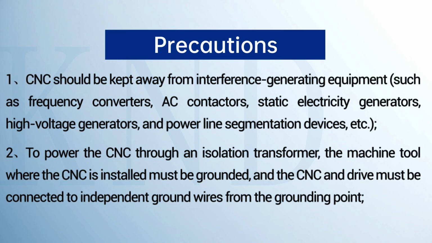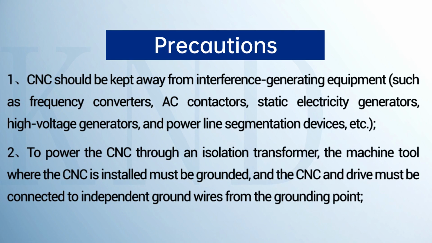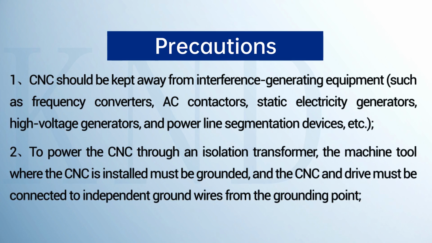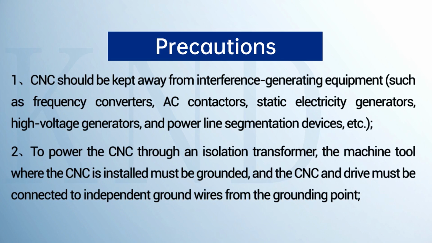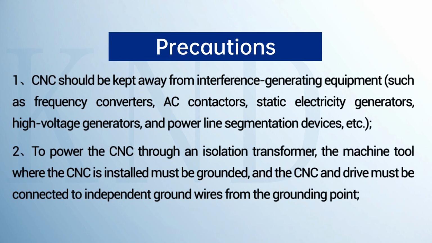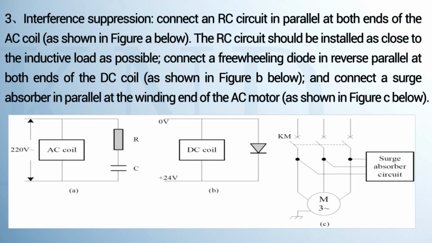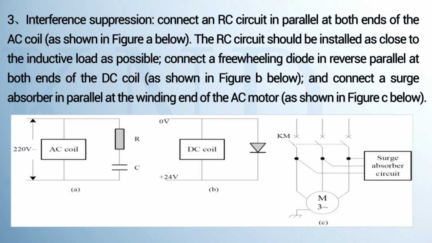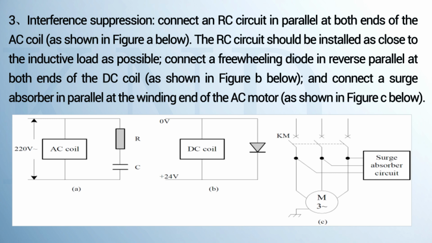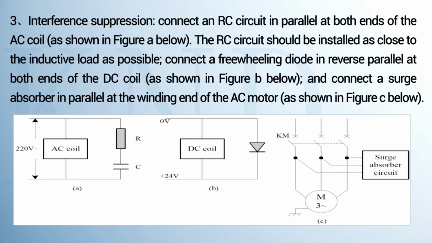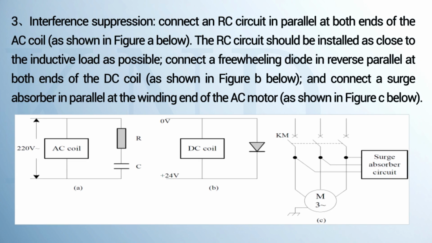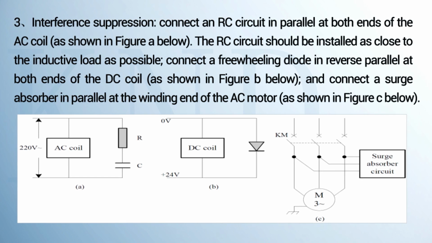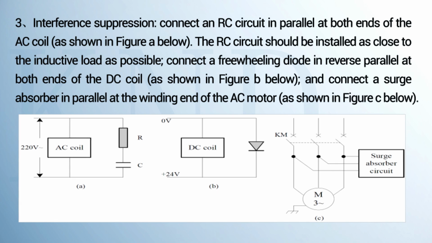2. Power the CNC through an isolation transformer, the machine tool where the CNC is installed must be grounded, and the CNC and drive must be connected to independent ground wires from the grounding point. 3. Interference suppression. Connect an RC circuit in parallel at both ends of the AC coil. The RC circuit should be installed as close to the inductive load as possible. Connect a freewheeling diode in reverse parallel at both ends of the DC coil, and connect a surge absorber in parallel at the winding end of the AC motor.